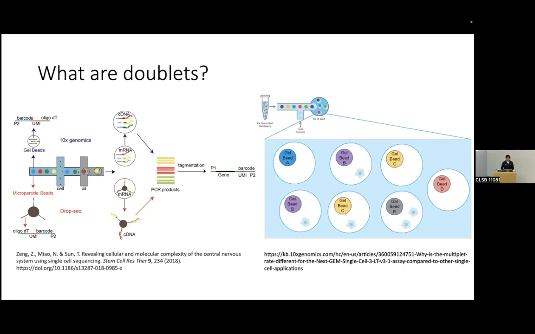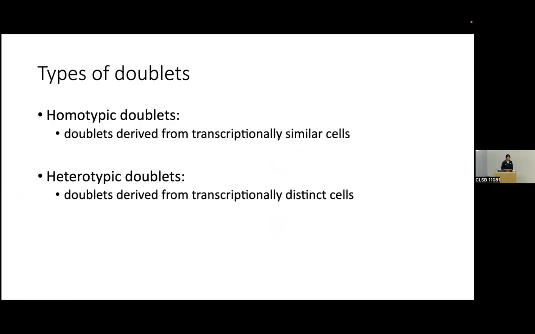And yeah, there are different types of doublet. There are homotypic doublets, which are doublets derived from transcriptionally similar cells. There are also heterotypic doublets, which means doublets derived from transcriptionally distinct cells. Usually, any existing tool is very bad at finding homotypic doublets, so you would sort of exclude them from the doublet finder.